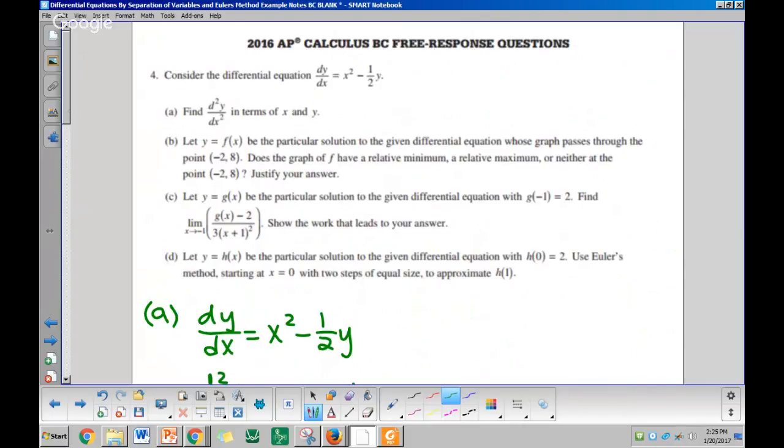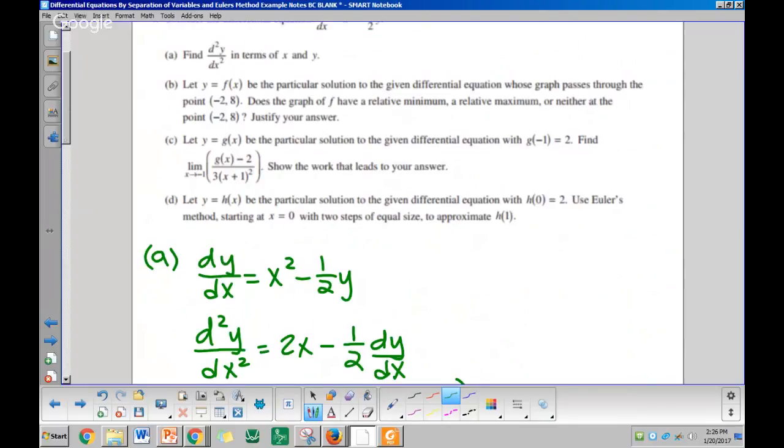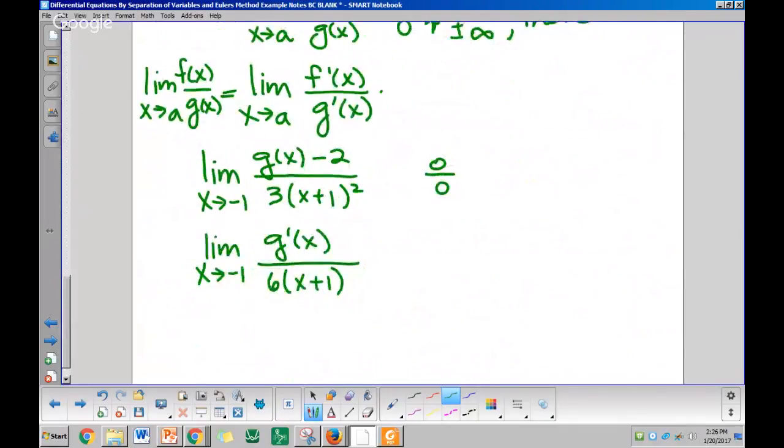Okay, so that means that g prime of -1 is going to be, what's the point at -1? -1, 2. So g prime is going to be 1 minus 1, which is 0. So guess what? Is it indeterminate again? L'Hopital's going to rescue us one more time.